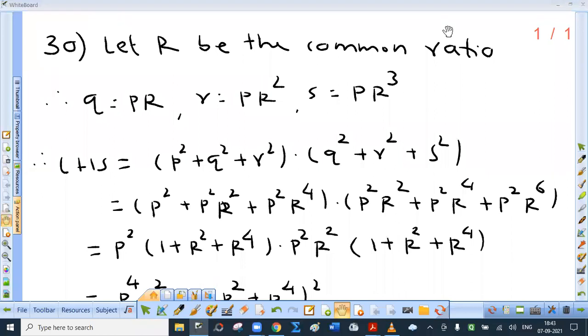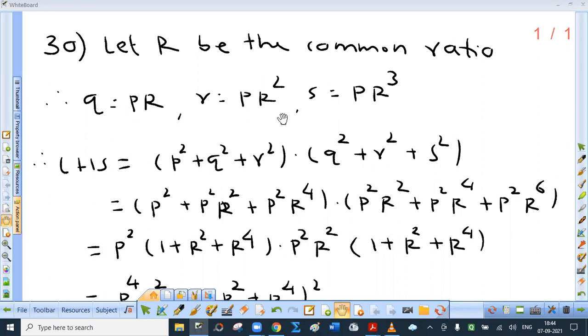Sum number 30. If p, q, r, s are in GP, show that (p square plus q square plus r square)(q square plus r square plus s square) equals (pq plus qr plus rs) whole square. Let R be the common ratio. Why take capital R? Because small r is already used. So p is the first term. What is the second term? q, first term into common ratio, so q is pR. What is r? pR square. To get the next term, we multiply the previous by the common ratio. What is s? pR cube.